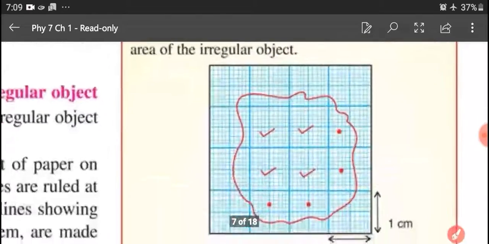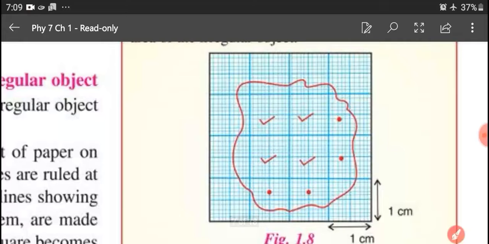Please draw this diagram. Either you draw it, or you paste it on the copy. Cut and paste it on the copy.